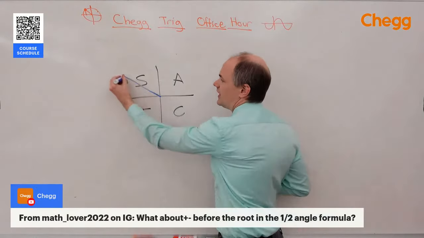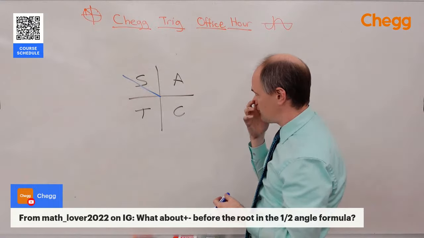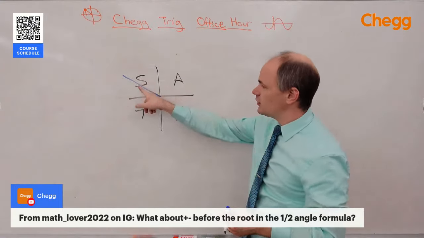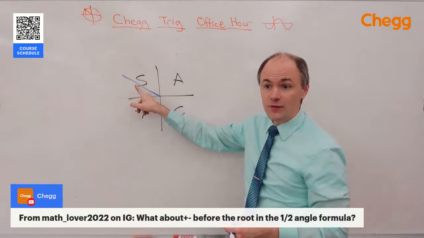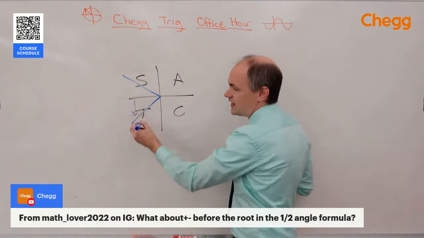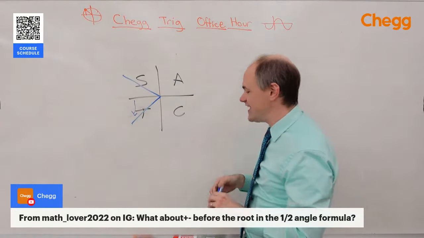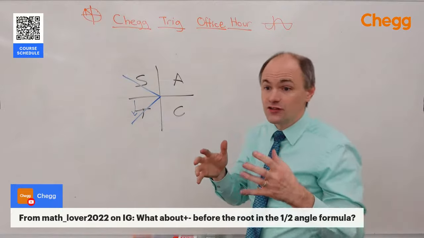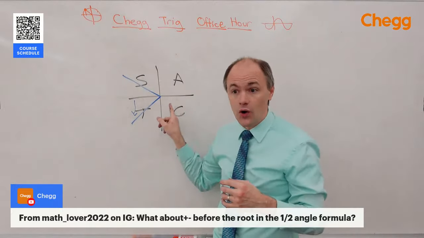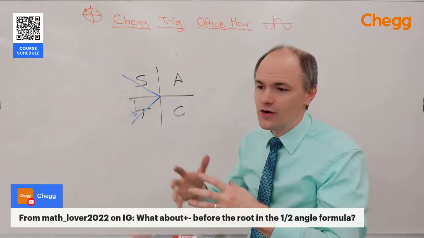Which means if I'm dealing with an angle over here, the sine is positive because I'm going up, so we're going to do the plus. If I'm dealing with an angle down here, the sine goes down, you're in the negative, so that's going to be a negative. So that's why the formula has plus or minus, because the formula doesn't know what quadrant we're working in. So you have to look at the quadrant and decide, is it positive or negative?